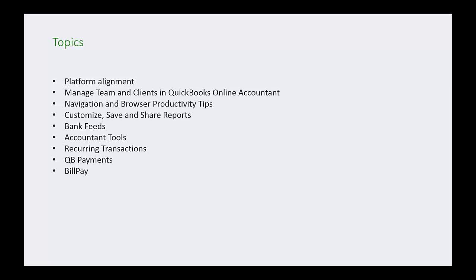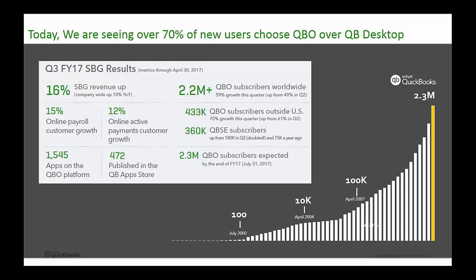Navigation and browser productivity tips, we'll look at that in a client QBO file. You know, how do you have open tabs, etc., or multiple reports open at the same time. How you customize, save, and share reports. We'll look at bank feeds, and then accountant tools. Now, the accountant tools I'll probably be going in throughout the presentation, and then we'll look at recurring transactions, so some automation, which really is bank rules, recurring transactions, and QuickBooks payments. We'll look at those. Now, bill pay I don't have active. However, I will show you some slides. That's something that your client would sign up, but we'll go over that towards the end.